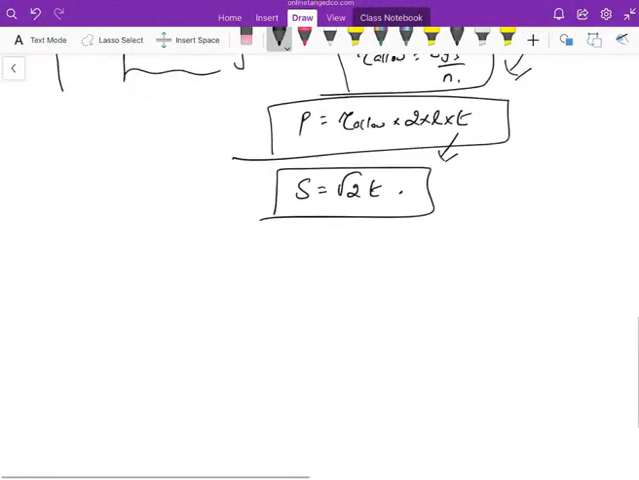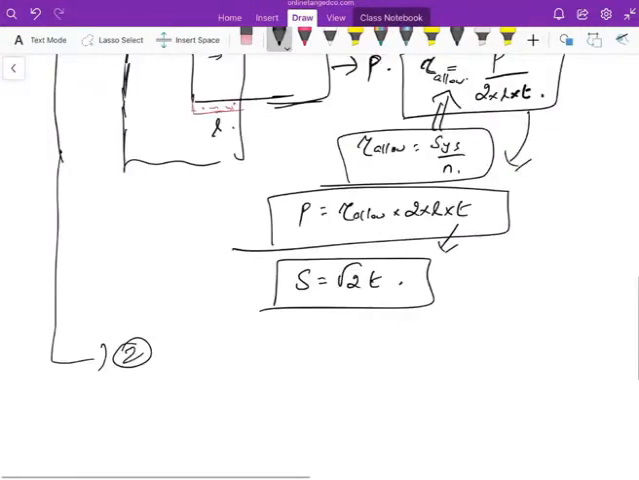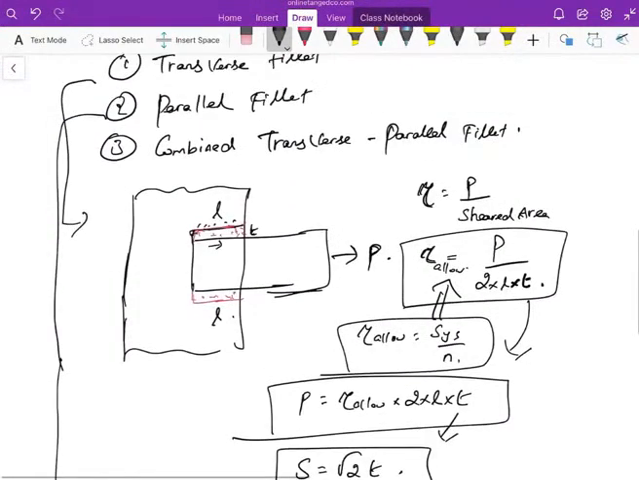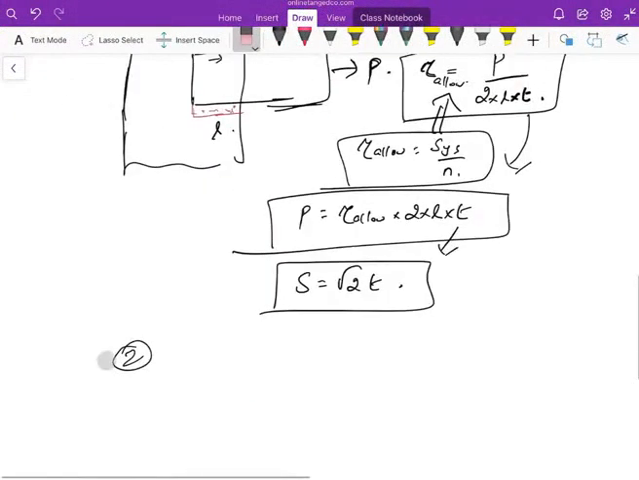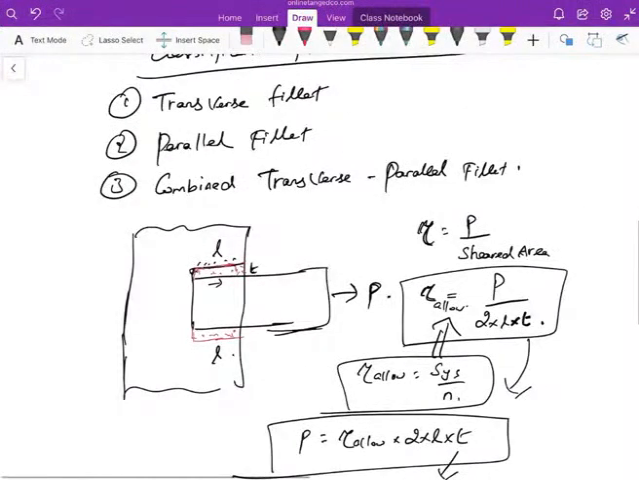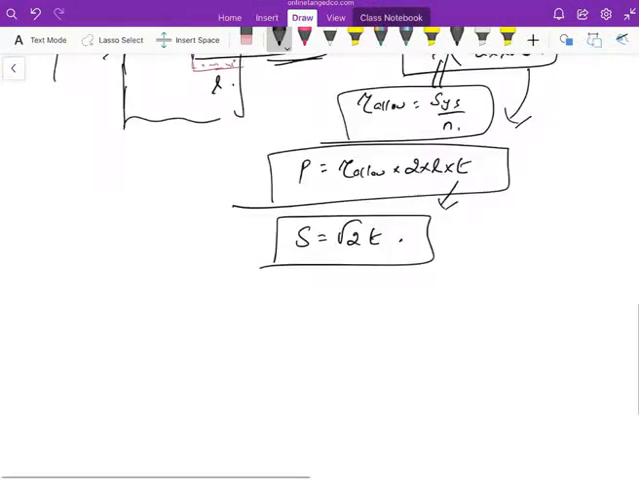Now let us do the condition of parallel fillet. Parallel fillet means what will happen? What is the condition for parallel fillet? Second. Sorry guys, I made a mistake. This is parallel fillet, double parallel fillet. Let me go to the transverse fillet now.